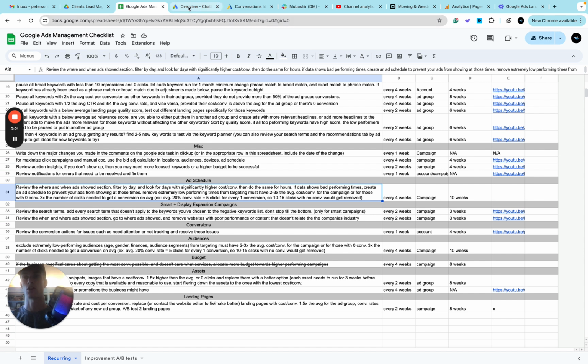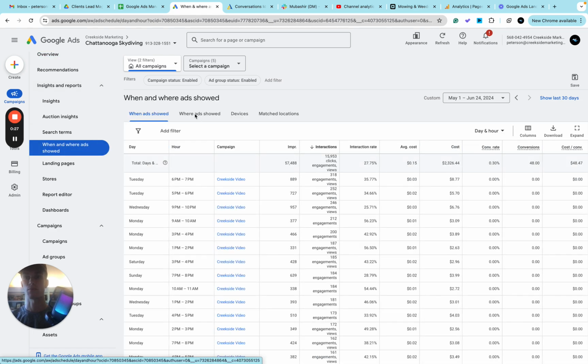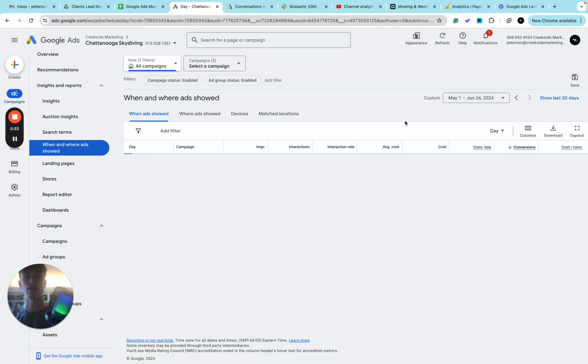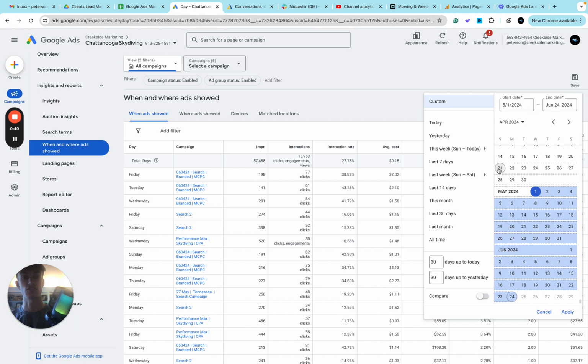So to get started, we're going to go over to Google Ads. We're going to click on Insights and Reports, then when and where ads showed. Then from here, we're going to be in the when ads showed tab. And from here, we're going to first review the days that our ads have been showing. So make sure that we have this set to about 10 weeks, excluding today. Click apply.